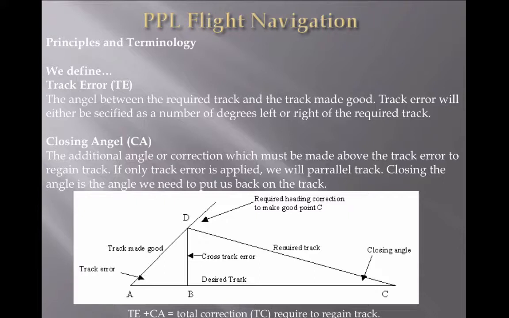So if you've veered off to the left by 1 degree, the closing angle is the angle that you need to be able to regain a vector to take you back to your desired location in the remaining distance that you need to cover. So the track error is the distance between the planned track and the deviation due to windage or off course. The point at which you make the identification would be B on here. And at the point of D, you need to be able to make those corrections to get back to the required track using the closing angle to get to your desired location. So track error plus correction angle is the total correction required to regain track.